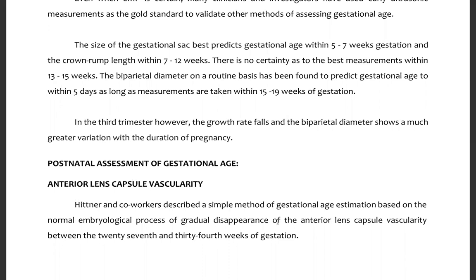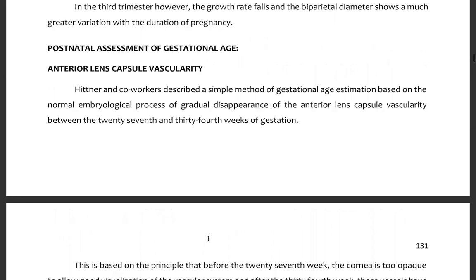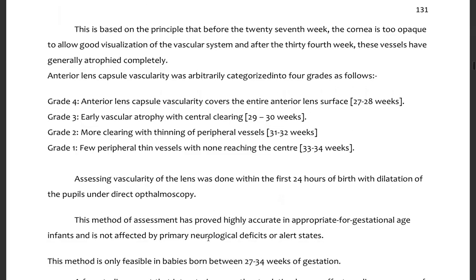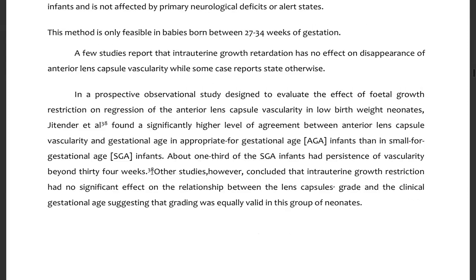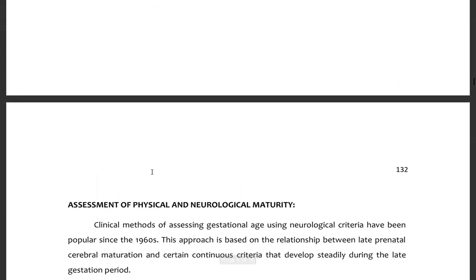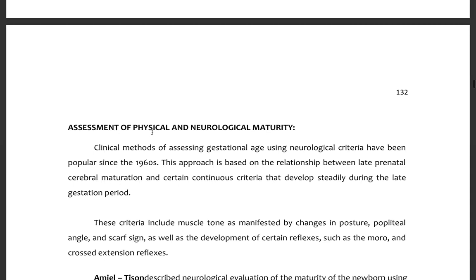This should be done as soon as the baby is born, on the first day, when we dilate and examine the baby. If it is preterm, like 28 weeks or 30 weeks, we don't know the age, so how much the vascularity has disappeared is how we can give the gestation. There is no need to remember all these details. Just remember the name, anterior capsular vascularity of lens. So that is one way.